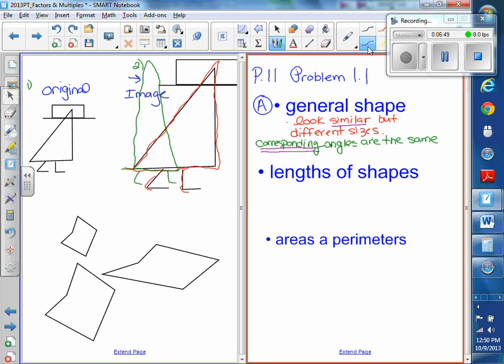But the sides, what do you think about the sides, Ben? The sides are not all going to be the same as the original image. No, they're not the same. The sides are different, right? They're different lengths. So the sides have different lengths. Did anybody notice anything else?